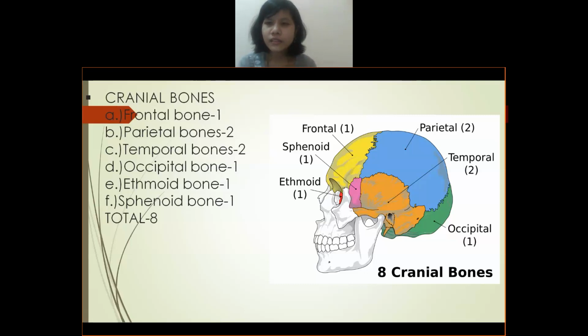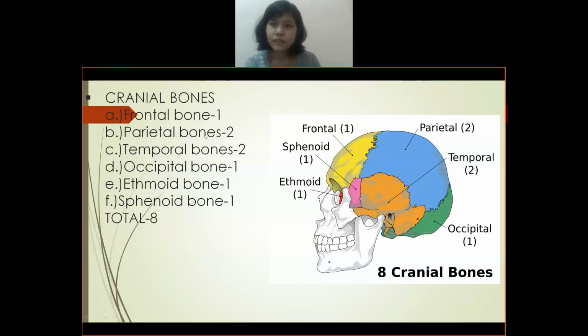And next is your ethmoid bone. Your ethmoid bone will lie somewhere here. And the sphenoid bone is here. Okay. Are you clear, everyone? The names? Yes, ma'am.